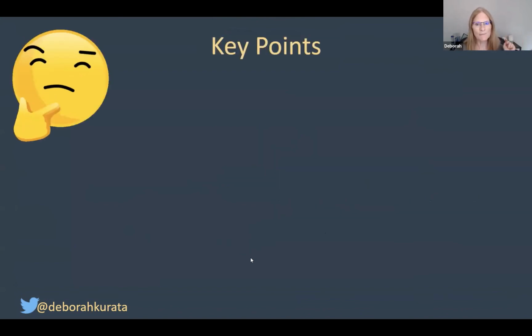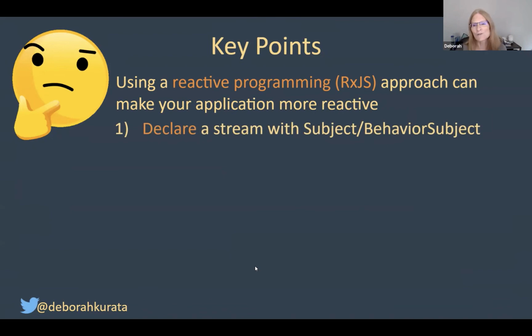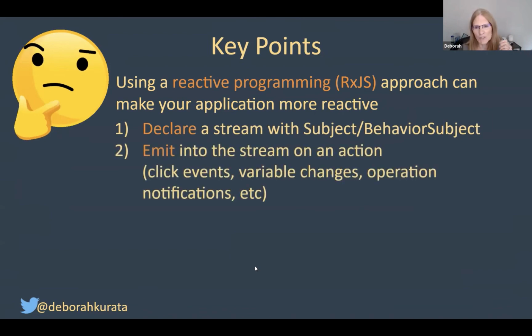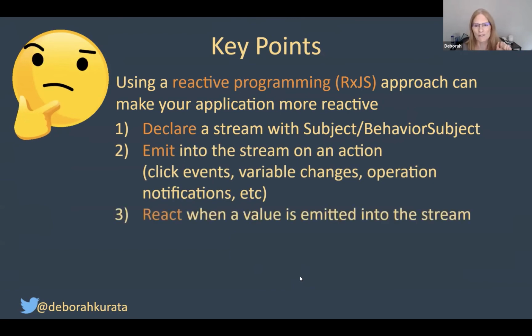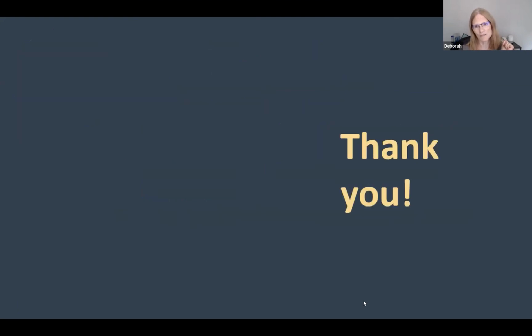And so some key points from this section: use a reactive programming approach to make your application more reactive. So the steps were to declare a stream with subject or behavior subject, emit into that stream on an action like click events, a variable change, operation, notification, etc. And then you can react when a value is emitted into the stream. UI or other code subscribes. And again, it's easy to subscribe using an async pipe. And so they will be notified of the emissions.